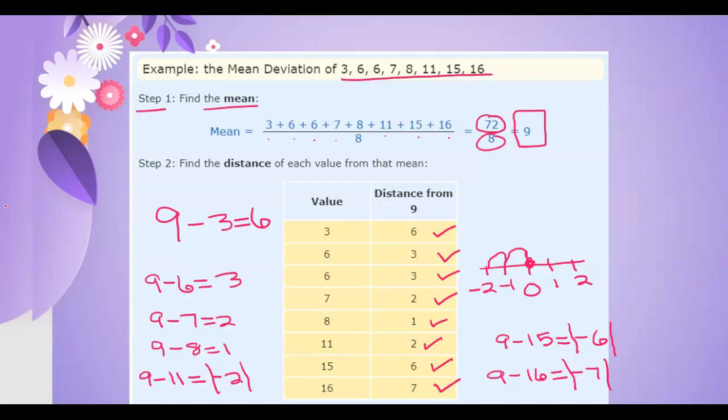Mean absolute deviation. So that's our second step, is to find the distance away from the mean for each value. And how we do that, we take our mean value, this is our mean value here, and we subtract every one of those values of the data set away from the mean. I like to set up a table, just like this is here, to keep everything straight.